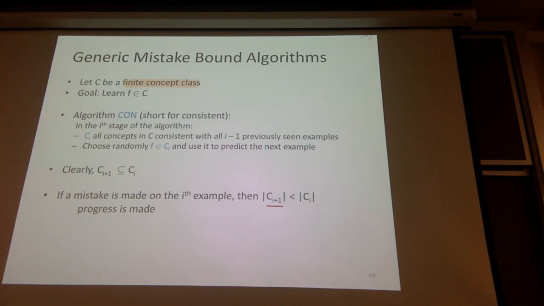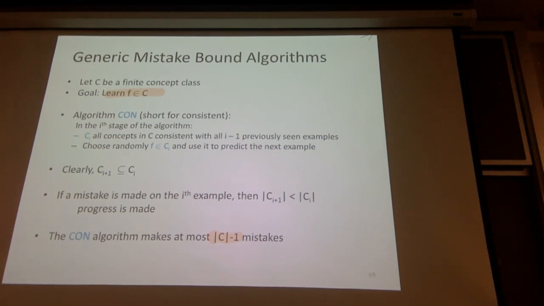This may seem like a one-headed algorithm, but let's play with it. Clearly, for this algorithm, there is one function that we know is going to be consistent, which means it cannot make more than the size of the concept class number of mistakes. Right? Does this make sense? Any questions about the algorithm?